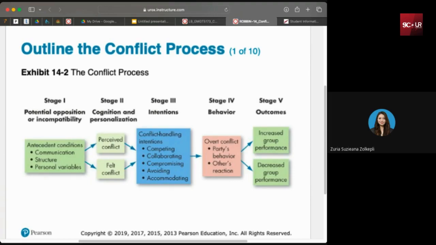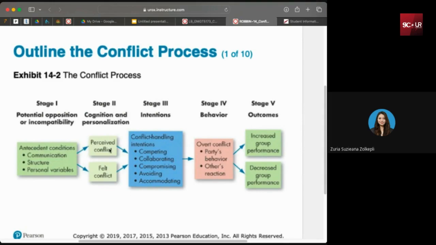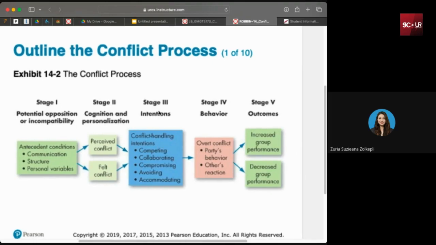You have to always, okay, internal communication. I really like that topic. And then personal variables. This one is like I've mentioned just now, our behavior, our attitude, and so on. Okay, cognition and personalization. So we have a perceived conflict and we have felt conflict. Perceived conflict means the way that you notice that it happened. Felt conflict means that you already are in the conflict. Okay?